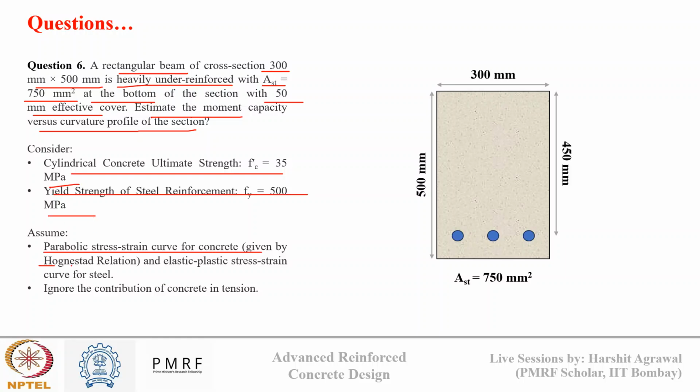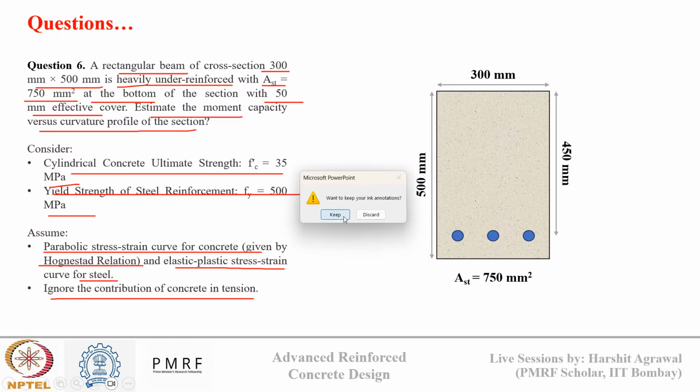We know these two assumptions: we have assumed a Hognestad relationship for concrete and an elastic-plastic stress-strain relationship for steel, and we have neglected the contribution of concrete in tension. Just give it a try. And in the meantime, if you have any doubts, you can ask.